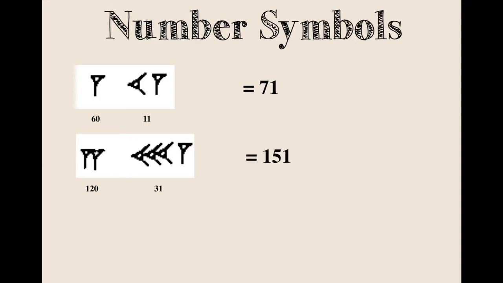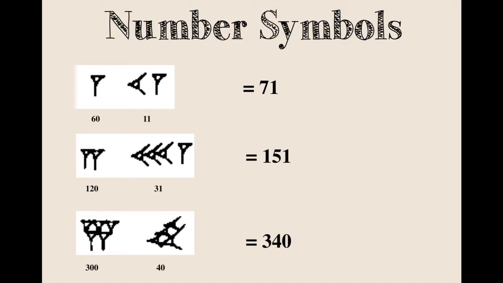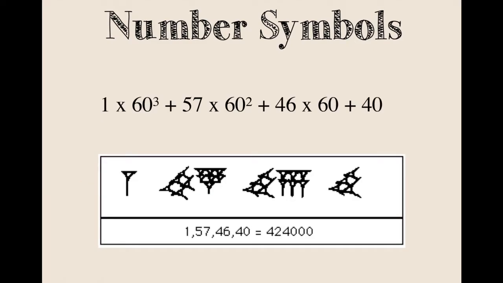Then for this last one, you can see right here that it has 5 triangles with rods. But beside it, there's also 40. So 5 times 60 is 300, and then 300 plus 40 would just be 340. Now we will look at a much bigger number.